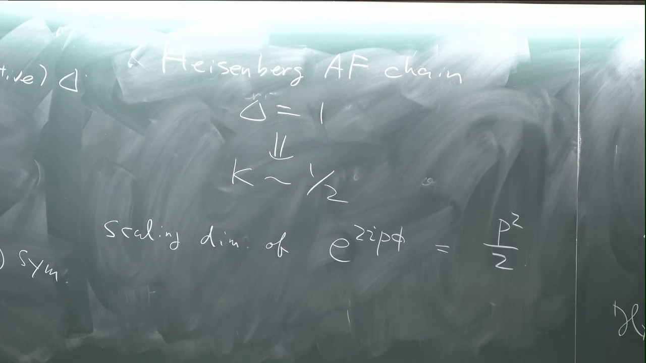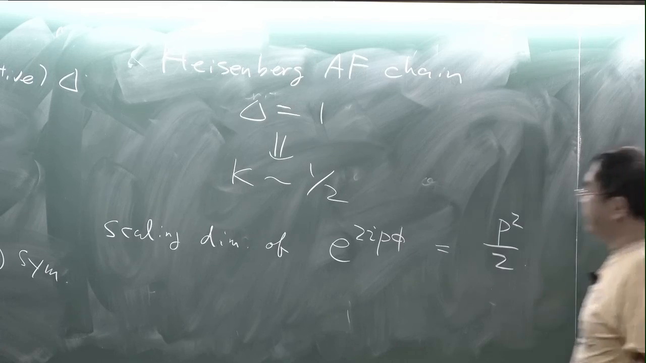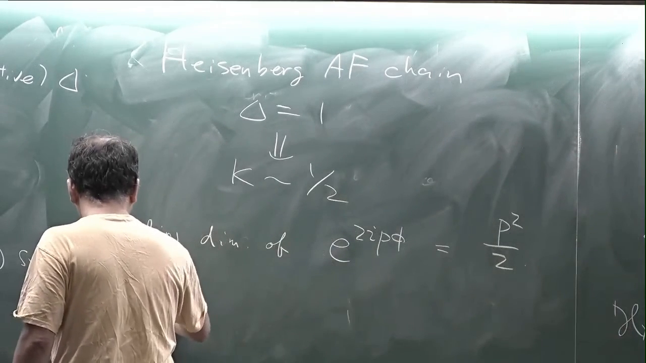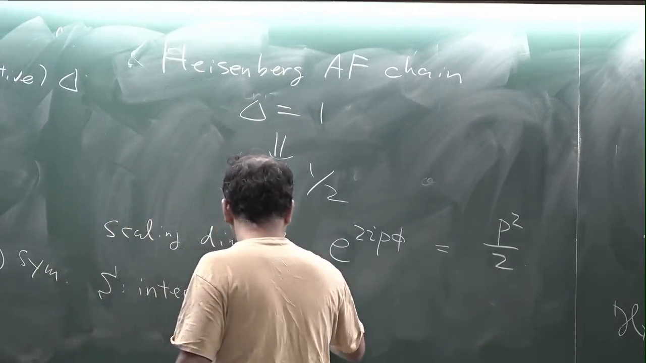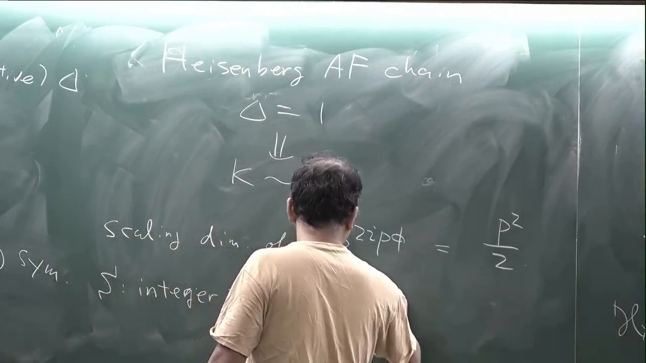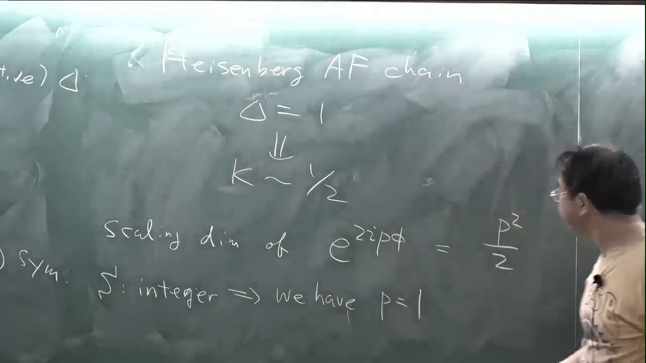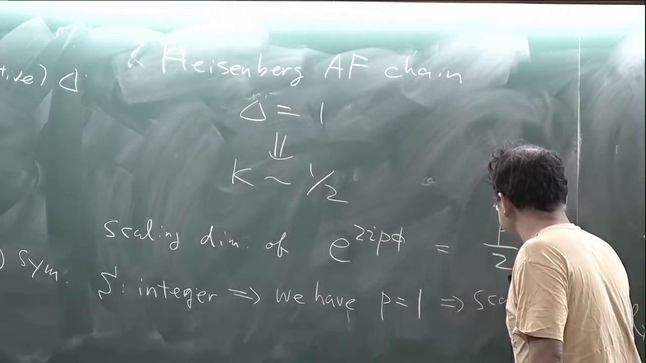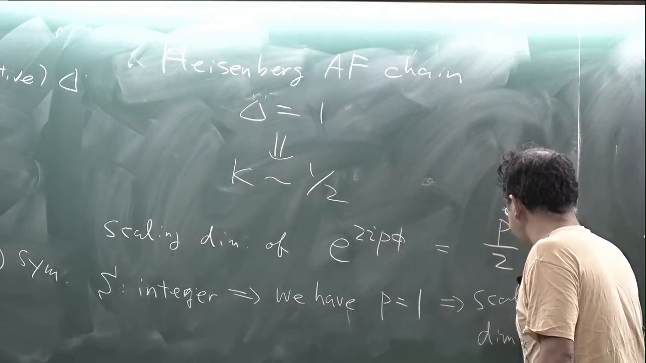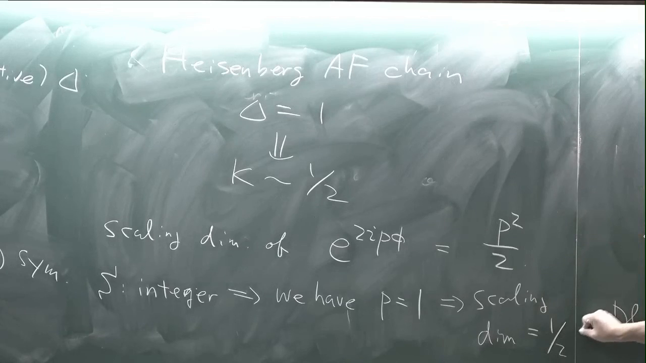Then let's consider an integer spin chain. Then from the SZ-SZ interaction, we already have cosine of 2 phi, which corresponds to p equals 1. So for S integer, we have a p equals 1 perturbation, which gives a scaling dimension of one-half, which is, of course, less than 2. So we have a relevant operator.